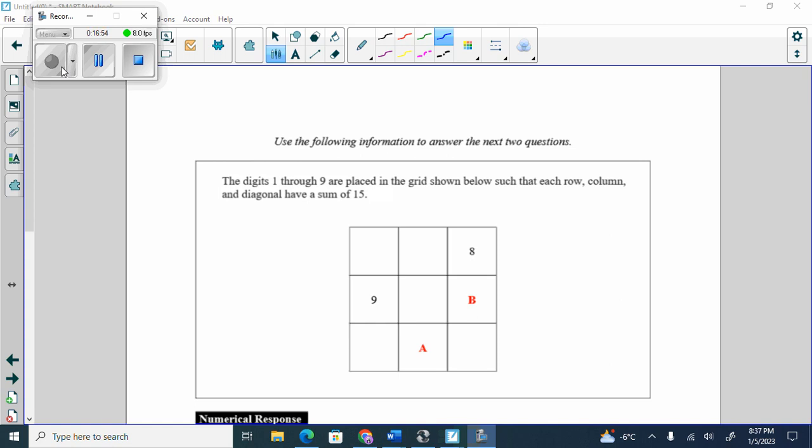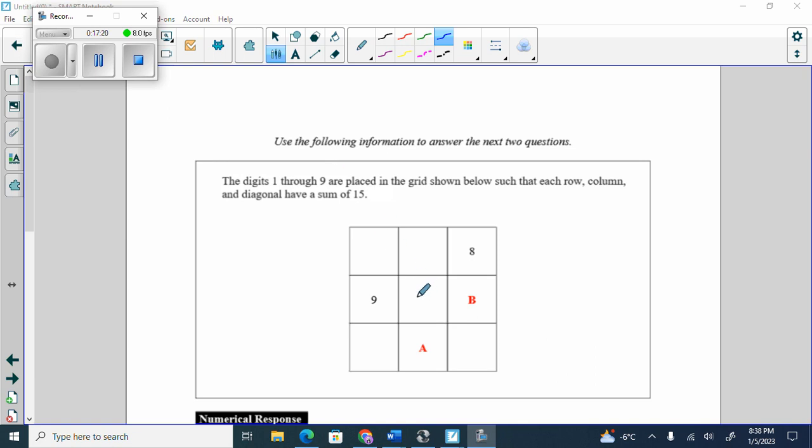So this one here says the digits 1 through 9 are placed in the grid shown below such that each row, column, and diagonal have a sum of 50. Well, the numbers they have sitting here are 9 and 8. What I do know is that if I make this be a 6 beside the 9, I have 15 immediately and don't have enough numbers. So I like taking the medium number and trying it out first.